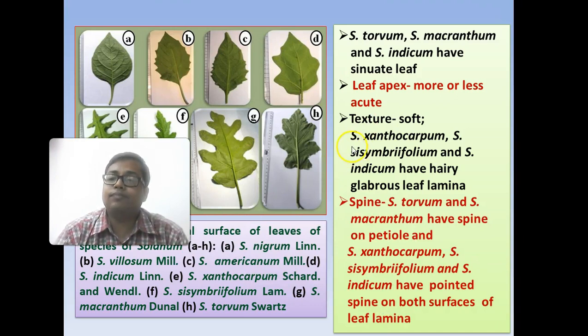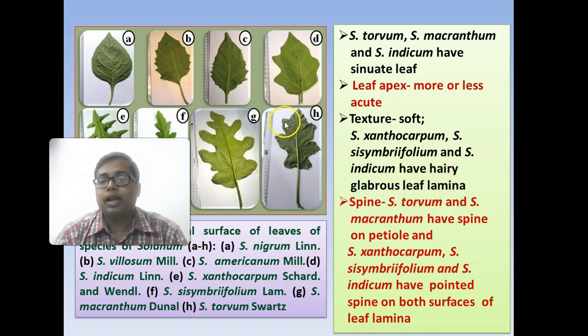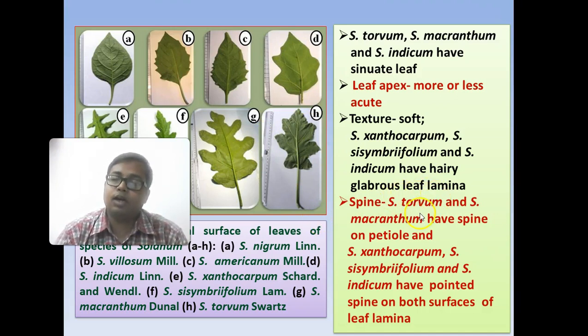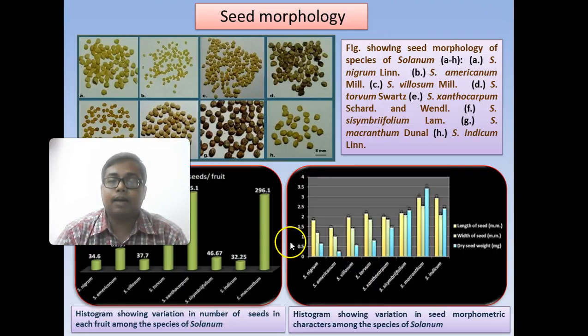The texture of the leaves are soft. In case of Solanum xanthocarpum, Solanum sisymbriifolium and Solanum indicum have a hairy, not glabrous, leaf lamina. Regarding the spine morphology, Solanum torvum and Solanum macranthum have spine on petiole, and Solanum xanthocarpum and Solanum sisymbriifolium and indicum have pointed spine on both surfaces of the leaf lamina.